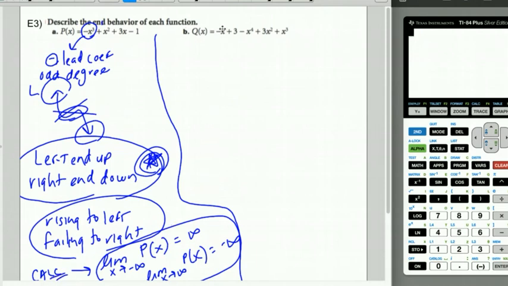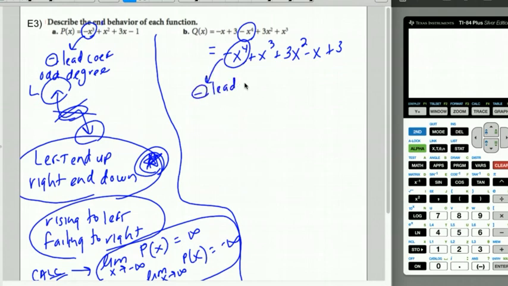When we do E3B, the trick here is that this is not in standard form, right? So this is the biggest power, and it might help you to rewrite this in standard form so you can see it, right? It's a negative x to the fourth plus an x cubed plus a 3x squared minus an x plus a 3. This is the piece that matters, right? So we have a negative leading coefficient. We have an even degree.